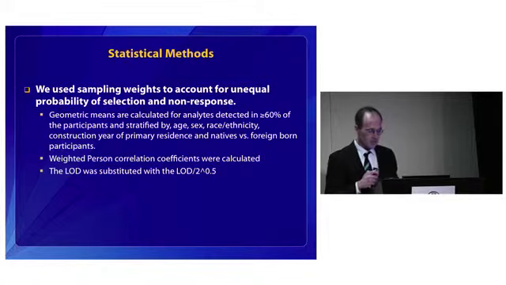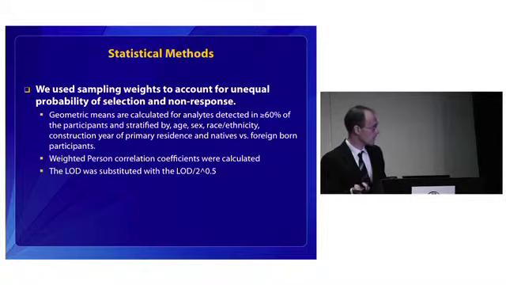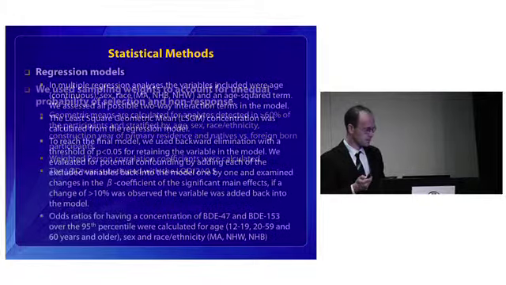We calculated geometric means for the different categories we're looking at: age, sex, race, ethnicity, the construction year of the primary residence, and native versus foreign born, so high exposures in the US. It's interesting to see what happens when a foreigner moves to this country. We also looked at correlation coefficients. LOD data was substituted with LOD divided by the square root of 2.